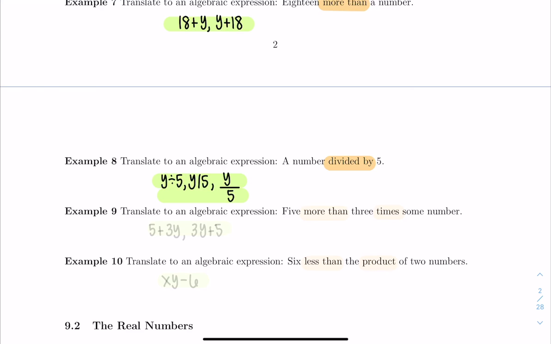For the next one, we're going to combine some symbols here. 5 more than, so the important part is more than, 3 times some number. So more than is addition and times is multiplication. So 5 more than, 5 plus 3 times some number. So we'll just use y. We could also write this as 3y plus 5.